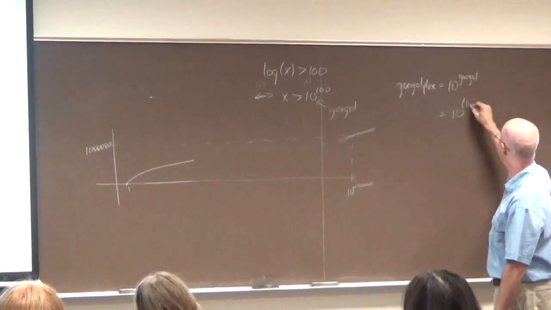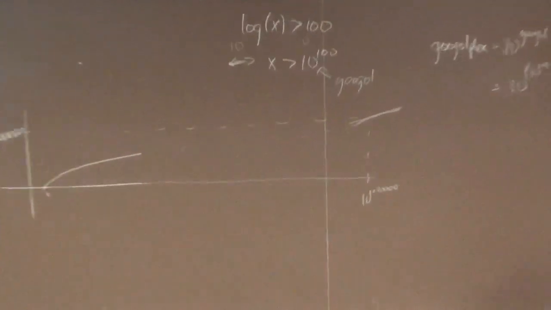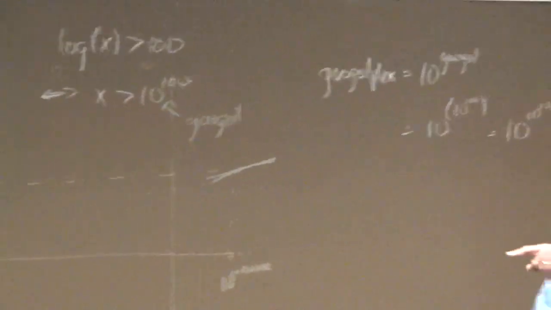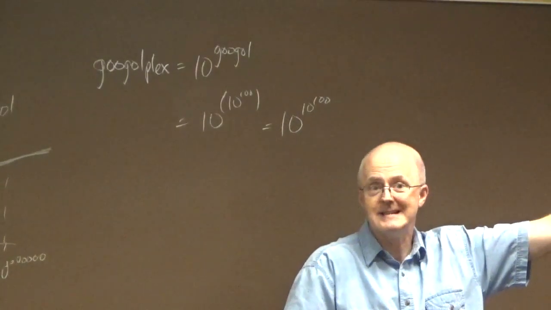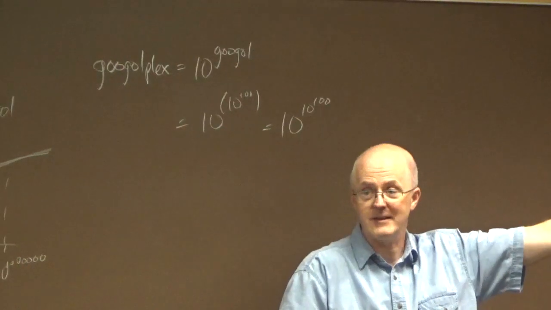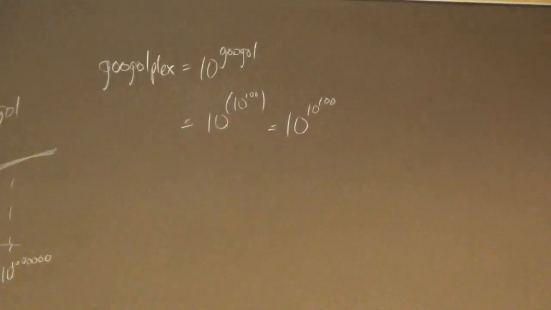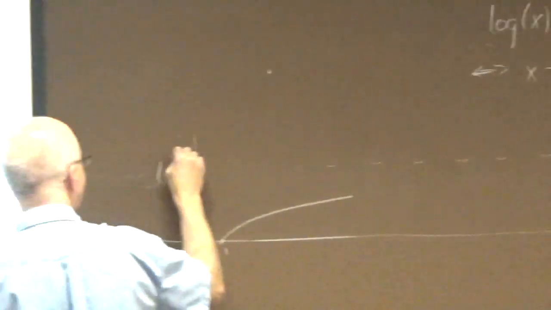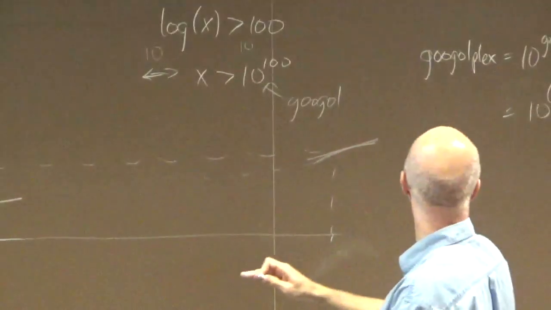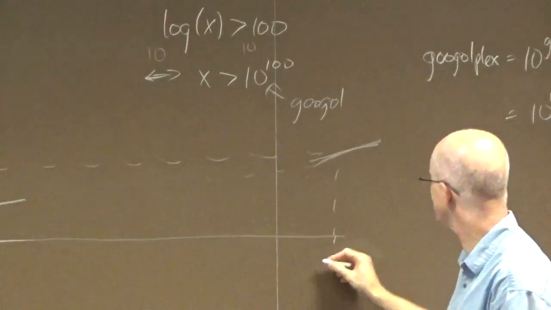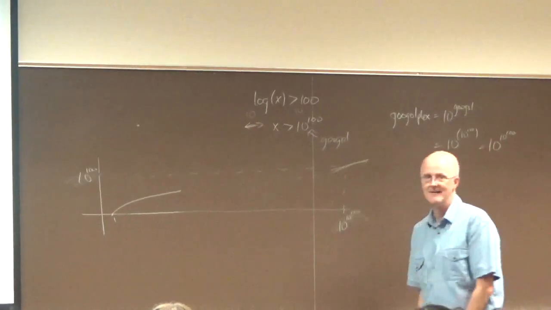10 to the 10 to the 100, which you ordinarily would not bother writing parentheses for. It's a 1 with a Googol zeros after it. If you were to write it out, those zeros would go past the edge of the universe. I'm serious. That's how far they go. To get above a Googol, you have to go past a Googolplex. Wow.